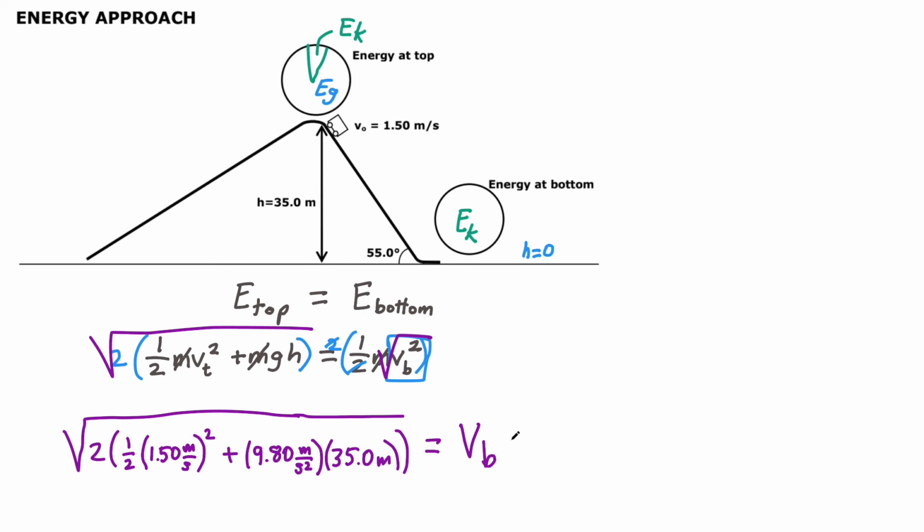If you plug in those values, you'll find that the velocity at the bottom of the hill is 26.2 meters per second. That's the exact answer that we found when we used that much more complex force diagram approach that required many, many steps to solve for the velocity at the bottom of the hill. So hopefully that makes your life easier.